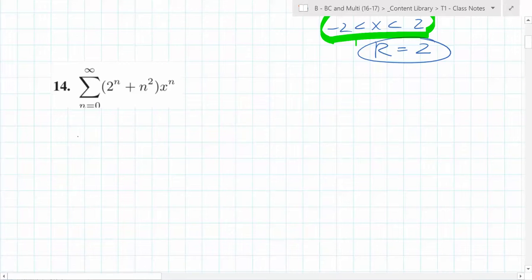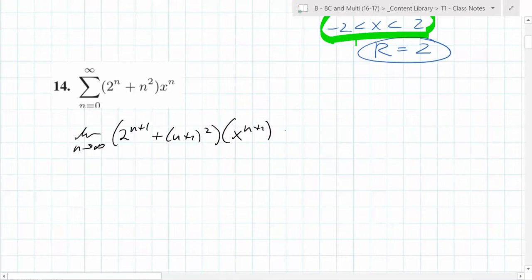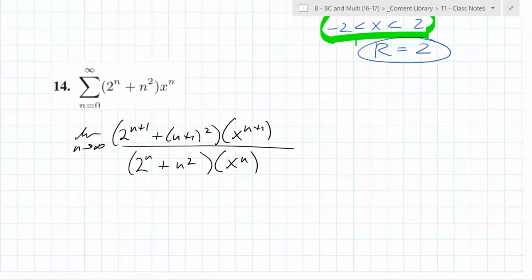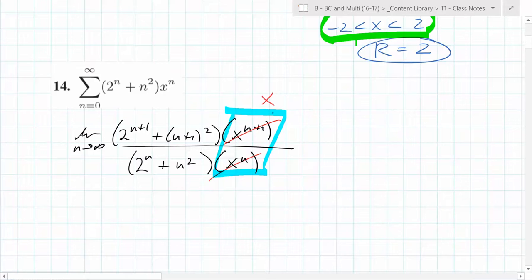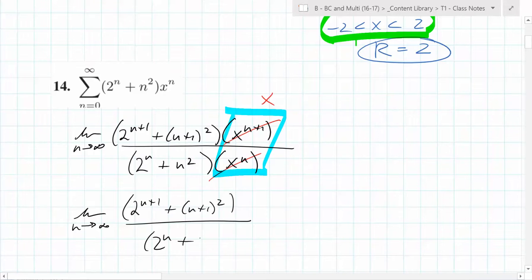Same thing, but the limit as n goes to infinity of (2 to the n plus 1 plus (n plus 1) squared) times x to the n plus 1. And what are you dividing that by? 2 to the n plus n squared, x to the n. So let's look at this in pieces again. What happens here? Anything cancel? That's gone, and you're left with just what? X. That's correct. So you're left with the limit as n goes to infinity of (2 to the n plus 1 plus (n plus 1) squared) all over (2 to the n plus n squared) times just x, right?